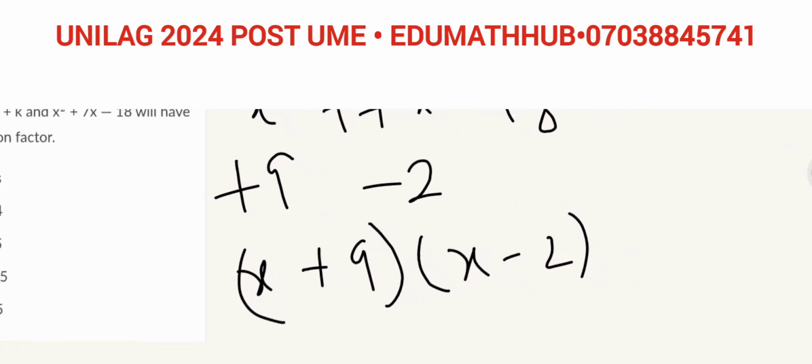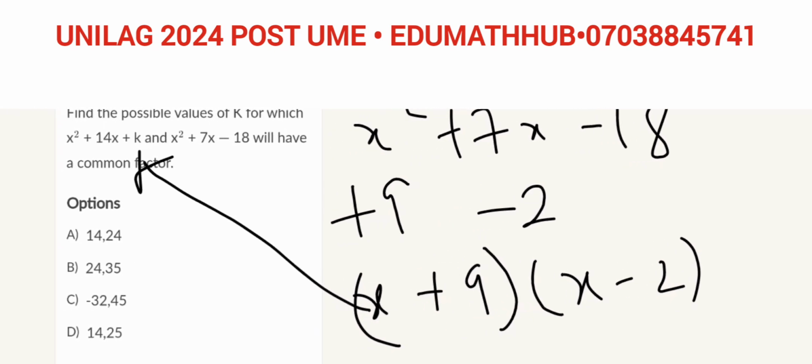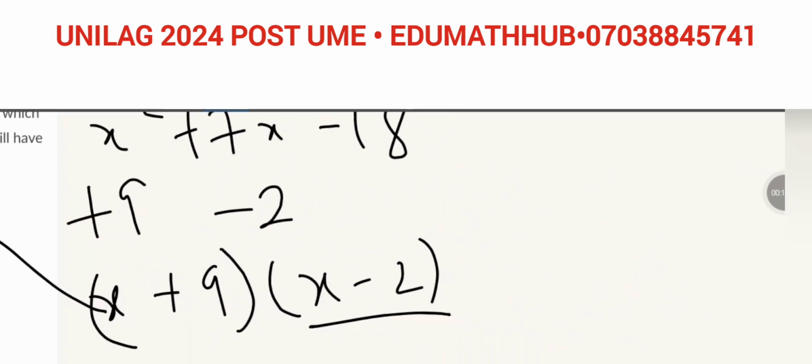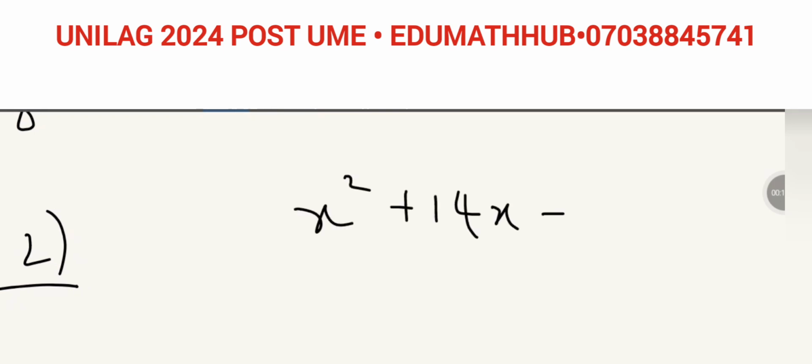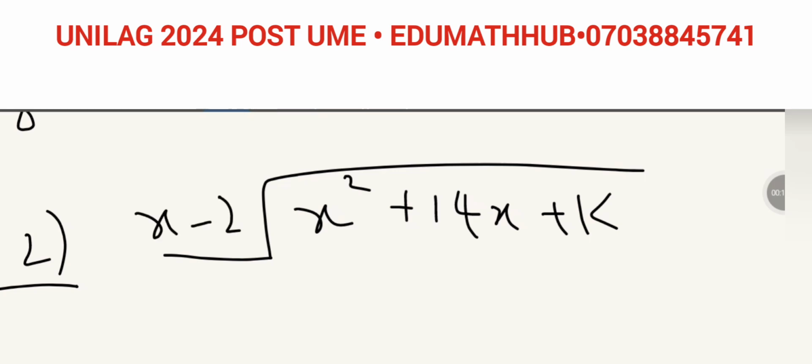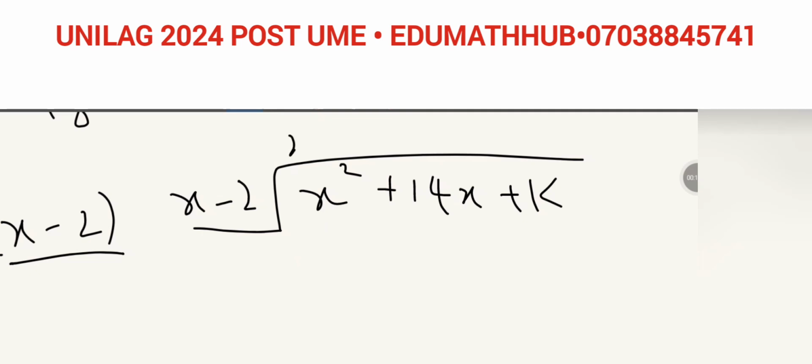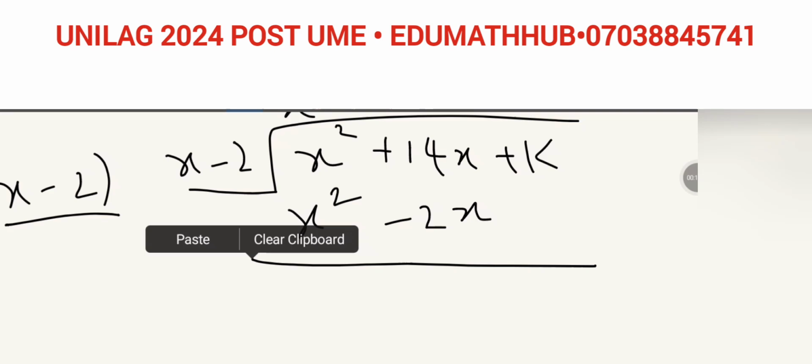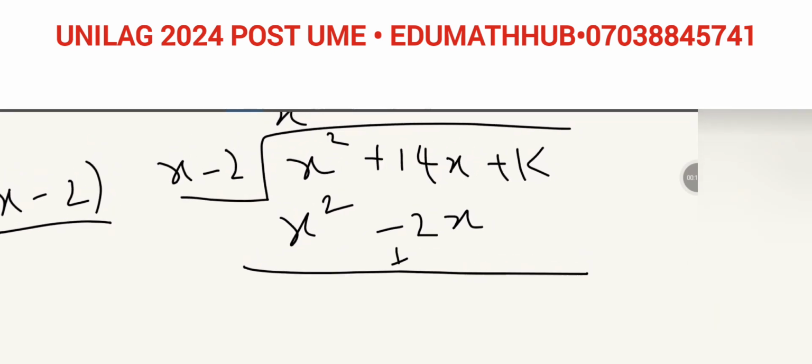Since you've gotten the factorization for one of the expressions, we are going to use x minus 2 to divide x squared plus 14x plus k. Then from there, we can get the value of k. Since it's a factor, the remainder is going to be equal to 0. So we write x squared plus 14x plus k, dividing it by x minus 2. x in x squared, you're going to get x. Then x times x gives x squared, and x times minus 2 gives minus 2x. Then you bring this one down. From normal subtraction, it should become plus, so 14 plus 2 gives you 16x. Bring this k down here, and it becomes plus k.